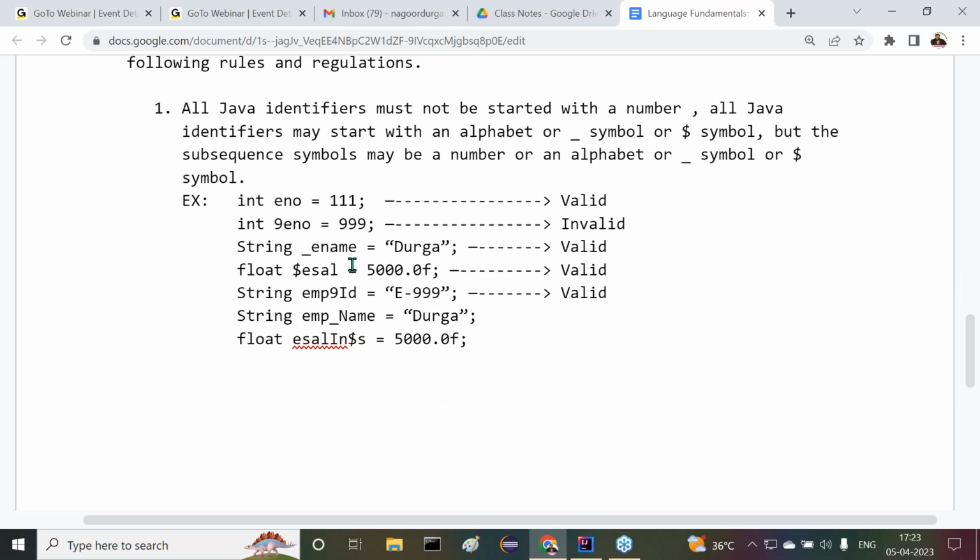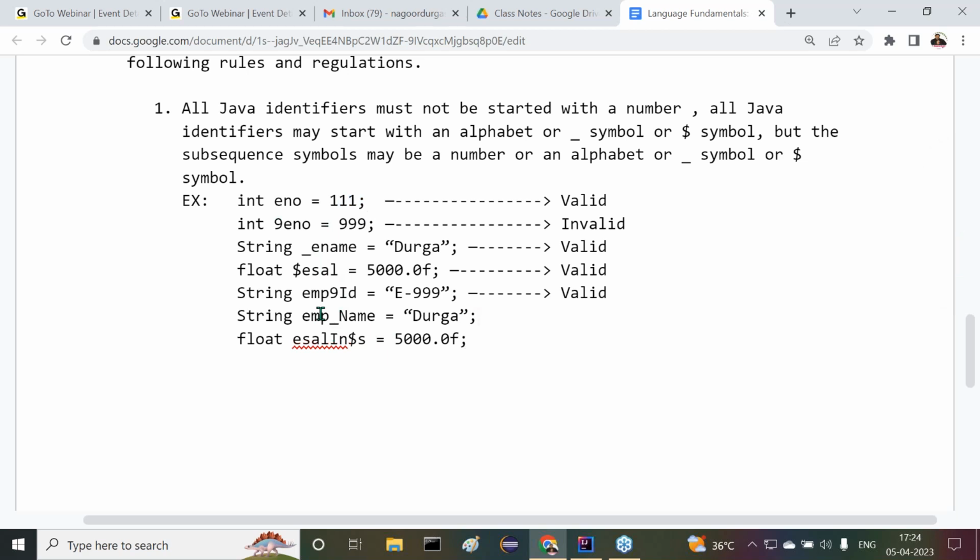Please remember, these identifiers, in the sense of names of the variables only, we have to check. Don't check the value of the variables. I'm not talking about values now. Values are nothing but literals. There we will discuss separately. Are you following or not? Now I'm talking about only variable names. There we have to check validity or invalidity. Variable names, in the sense, identifiers.